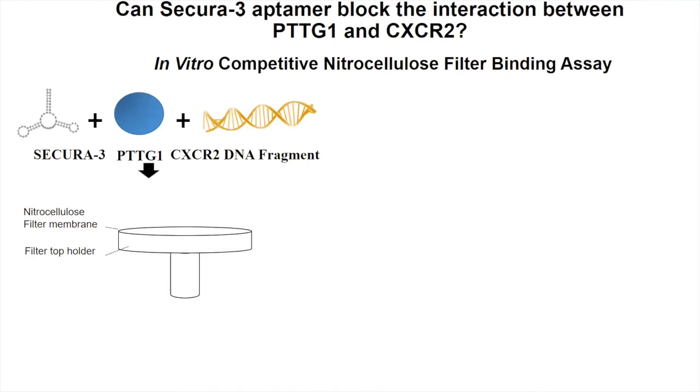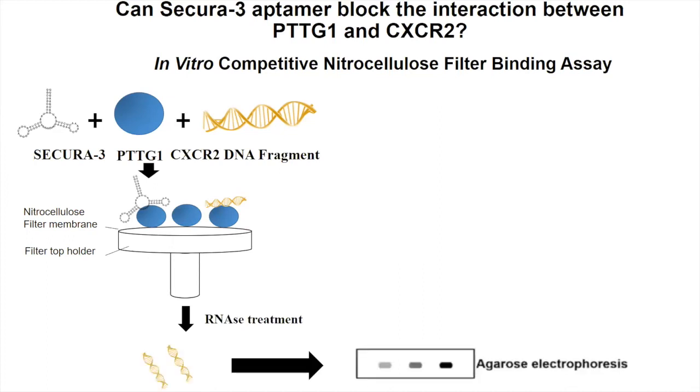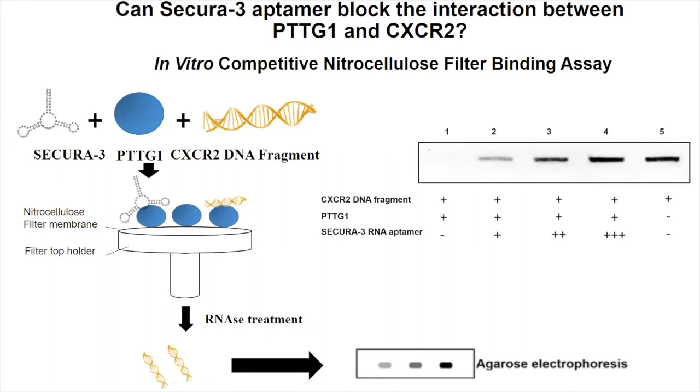Then we subject it to nitrocellulose filter binding assay. PTTG1, being a protein, would be retained on the surface of the nitrocellulose membrane together with its interacting partners. And the eluate is then treated with RNase. After the RNase treatment, agarose gel electrophoresis is carried out. By doing so, we realized that when the concentration of aptamer increases, the amount of CXCR2 DNA fragment also increases in the eluate. How does it happen?